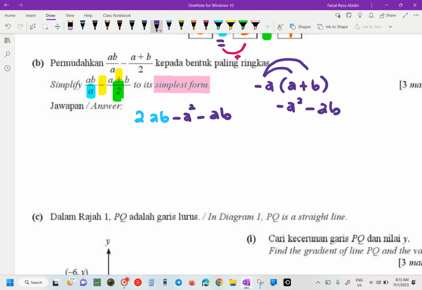Okay, so how about our denominator now? Yes, you are going to get 2A. Is it our simplest form already? No. Why?